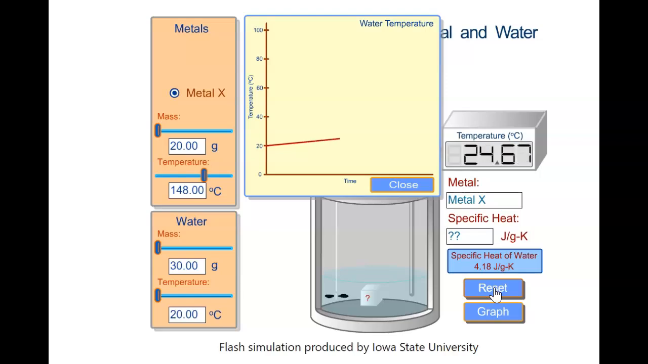And so the temperature is climbing kind of fast, kind of steep. So based upon the data you had before, what does that tell you? Is that a big specific heat or a little specific heat? So we're going to stop that at 29.60.